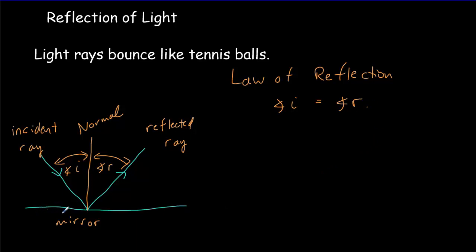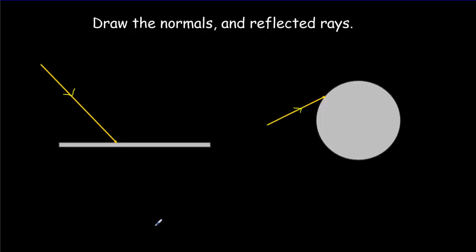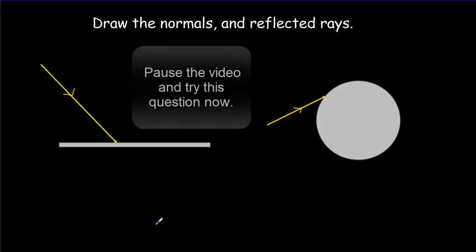Now, of course, if this surface here is bumpy like a piece of paper, we'd get what's called diffuse reflection. And just like with a tennis ball, we wouldn't know where the ray would go. It would be unpredictable. So let's see if you understood that and can draw what's called a ray diagram. That's where you draw the incident rays, the reflected rays, and the normals. So I've drawn two incident rays, one on a mirror and one on a spherical mirror. Pause the video, complete the ray diagrams, and come back for the answer.